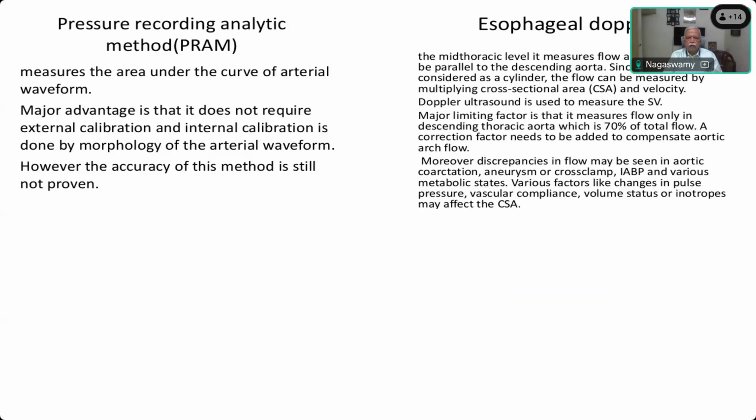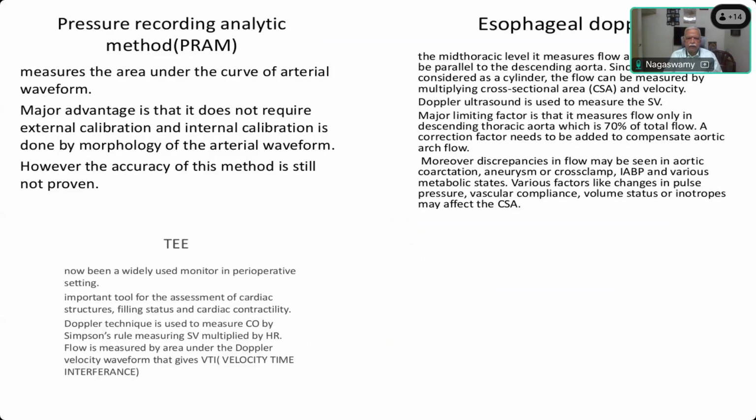And of course, all of you know the Doppler principle, the sound wave, how it is receding, it gives the accuracy of the volume. Moreover, discrepancies in this flow may be seen in aortic coarctation, aneurysm, or cross-clamp, because it measures the flow in the aorta, and instruments like IABP and other things may interfere with that.